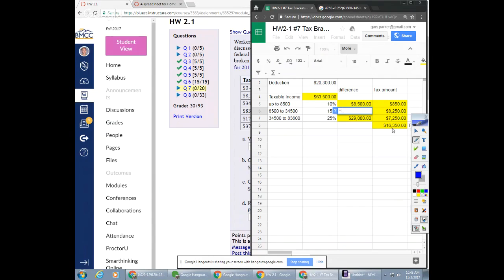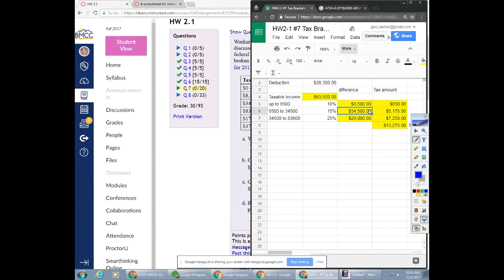So this is just equal to 34,500. And it's still a different number. Oh, yeah. In this column, I'm supposed to have the difference from the current tax bracket max to the previous one. So what did I forget to do? Subtract the 8,500 because I've already paid tax on that.